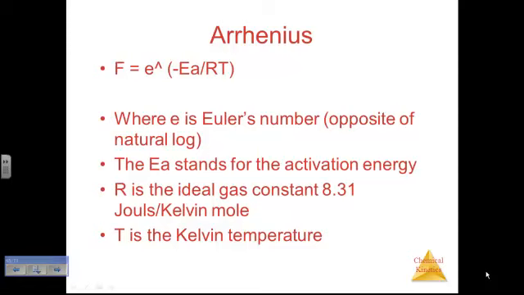We type in negative Ea over RT, close the parenthesis, equal, and that will tell us the fraction of the number of molecules that meet the minimum criteria of energy to make it over that activation energy barrier. e is Euler's number. Ea stands for the activation energy. Notice in our equation it has a negative sign there, and that's on purpose because without it we would get a negative activation energy, which absolutely makes no sense since it's a barrier.